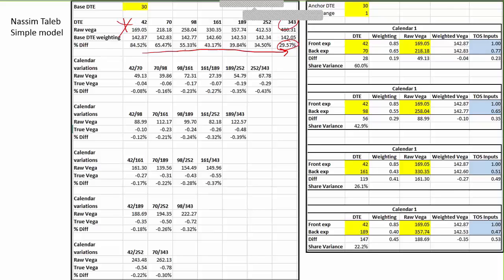The closer you are to that event, the more you're going to be affected. So the more accurate the raw Vega number is. The further away in time we go, the less accurate the raw Vega number is. Okay? So that's what that top section there is.